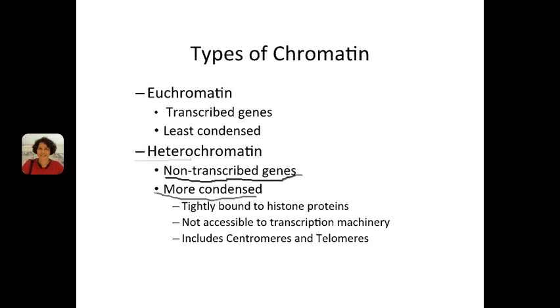And being more condensed, the DNA is bound tighter to the histone proteins, and therefore it's not accessible to the proteins that start the process of transcription. An example of heterochromatin includes our centromeres and telomeres.